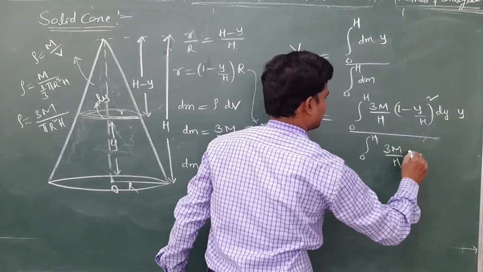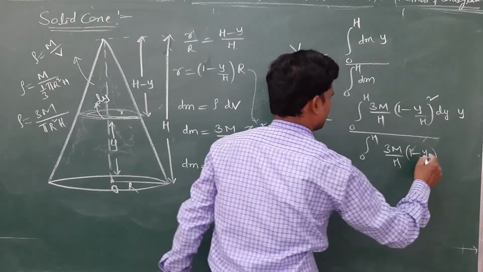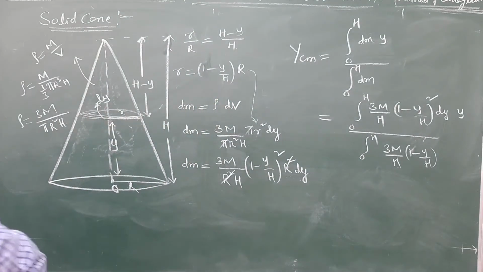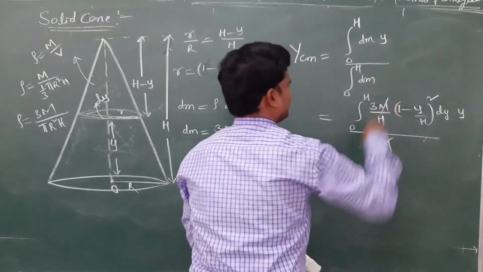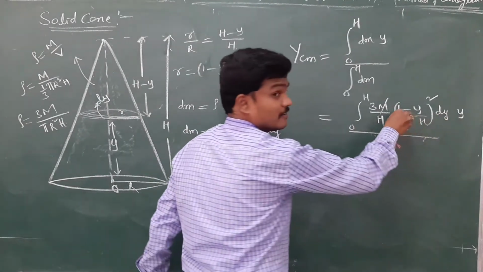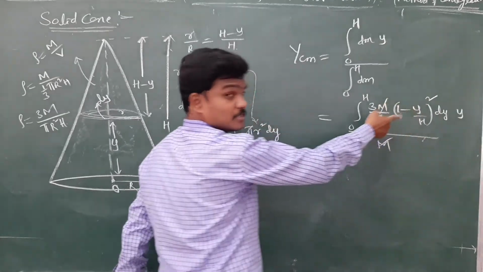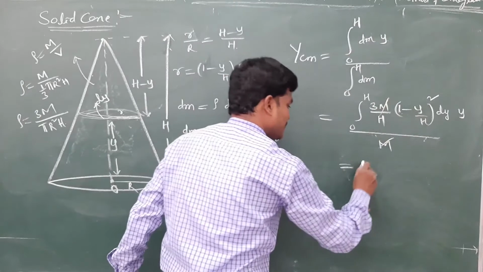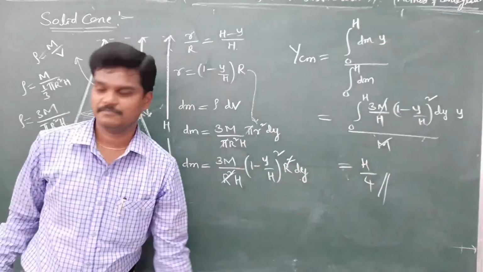3m by h, 1 minus y by h. We can write dm as a m directly. Means after calculating we will get the same. Take 3 by h outside and multiply this y. Expand 1 minus y by h whole square as a square plus b square minus 2ab, multiply this y and split up, and apply the integration for every term. After that, if you substitute the limits, you will get h by 4. Check the calculations here.